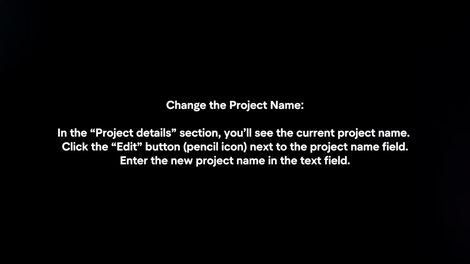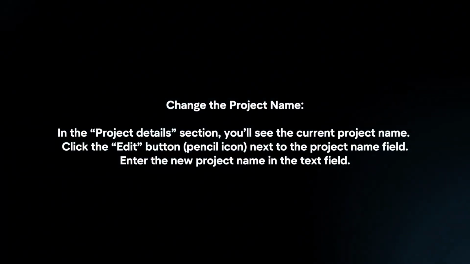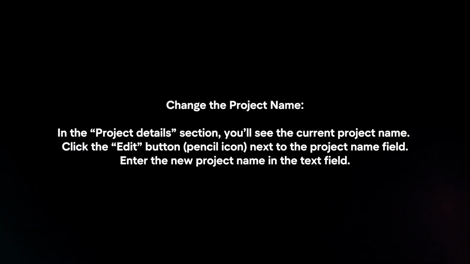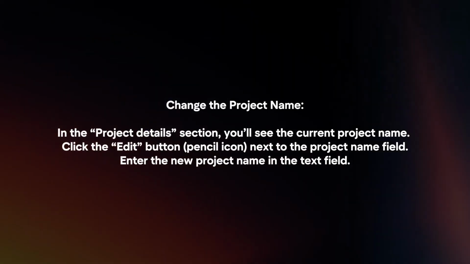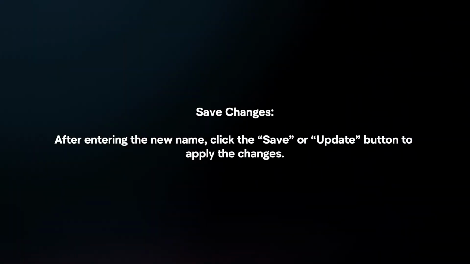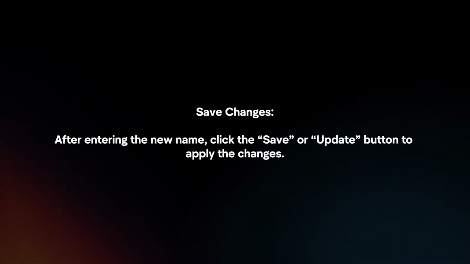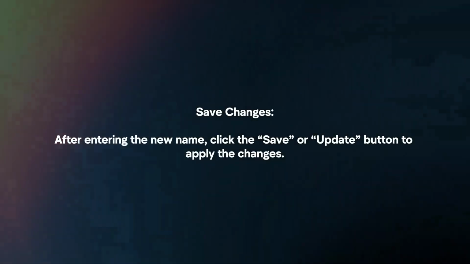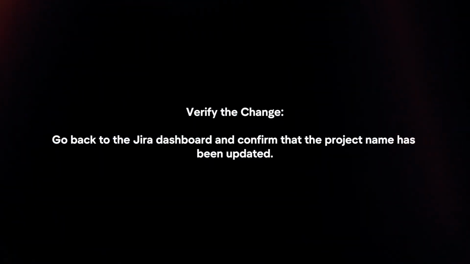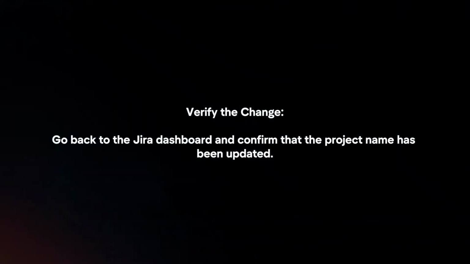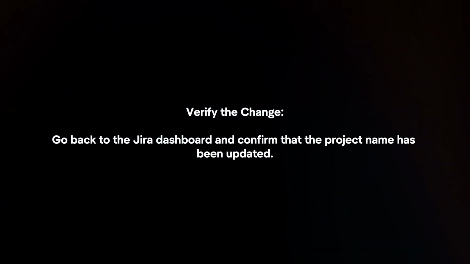Change the project name. In the Project Details section, you will see the current project name. Click the Edit button next to the project name field. Enter a new project name in the next field. Save changes. After entering the new name, click the Save or Update button to apply the changes. Verify the change. Go back to the Jira dashboard and confirm that the project name has been updated.